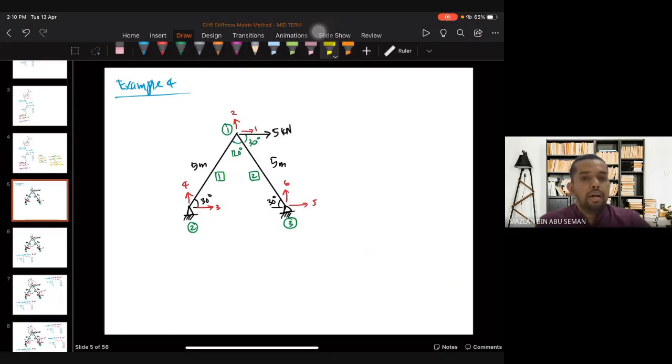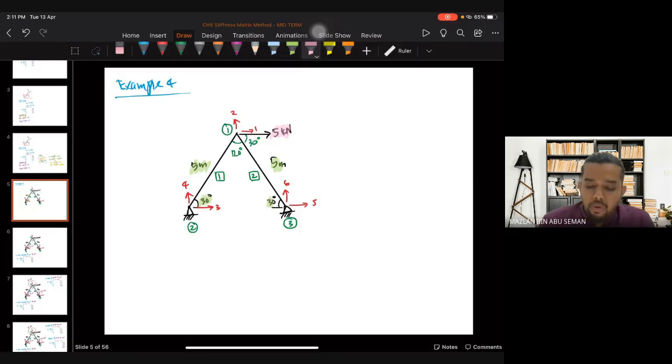Then what I want you to do today is example 4, because we're not done yet on example 4. So go and see example 4. For this question, the angles are 30 and 30, and the length is 5 meters on both sides, then subjected to a horizontal 5 kilonewton at point 1 to the right.